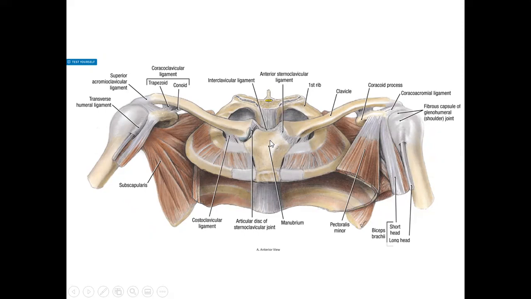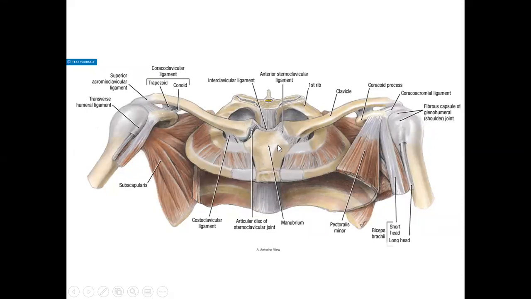As opposed to the articular disc of your sternoclavicular joint, once again breaking down the names here, sterno for your sternum, and then clavicular for your clavicle. So the articular disc is between your sternum and your clavicle.